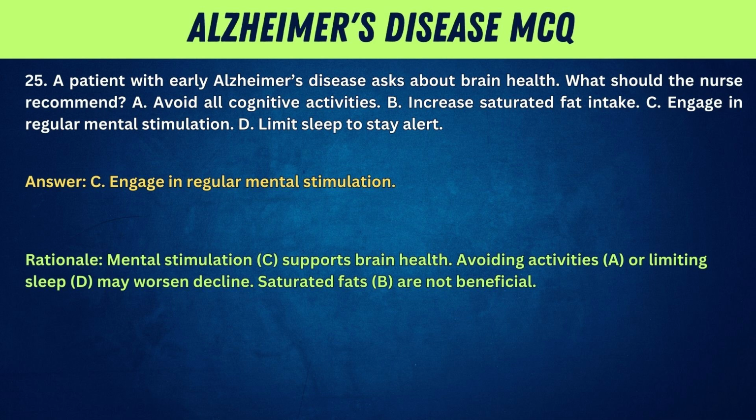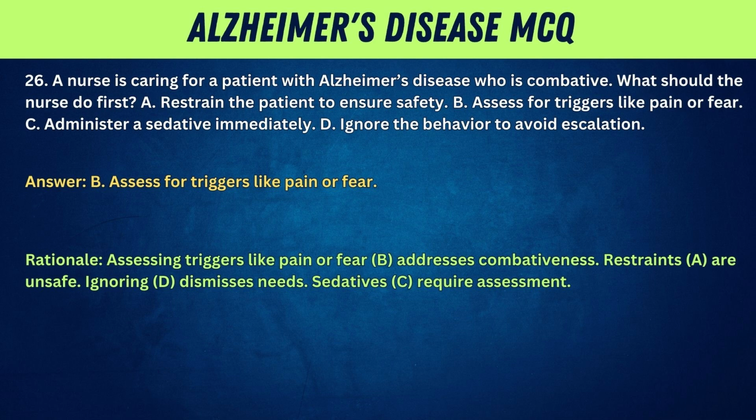Rationale. Mental stimulation, C, supports brain health. Avoiding activities, A, or limiting sleep, D, may worsen decline. Saturated fats, B, are not beneficial.